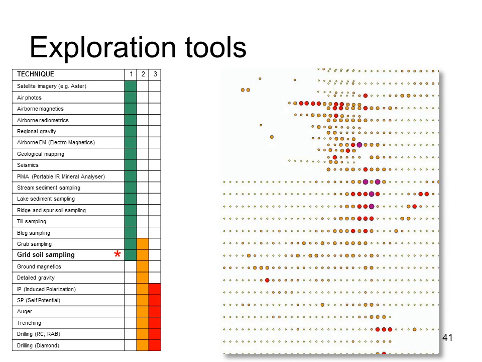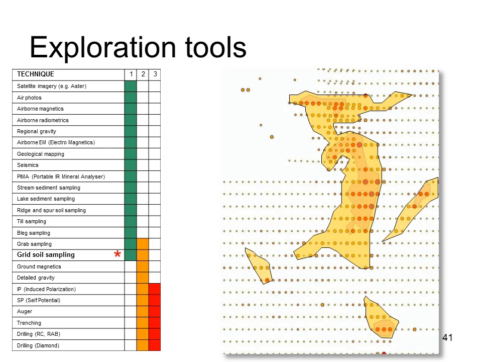Grid soil sampling. This technique is used in both Phase 1 and Phase 2. As the name implies, it consists of a systematic soil sampling along lines that are 25 meters to 1 kilometer apart. Along each traverse, individual samples are generally taken 10 to 100 meters apart. Contour intervals are calculated using geostatistics.